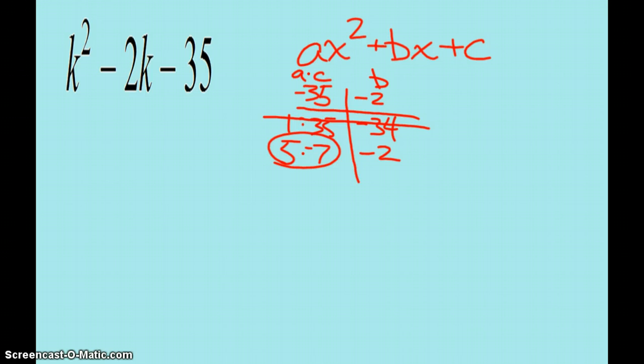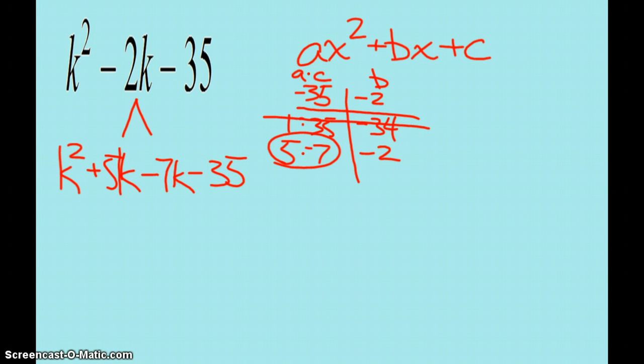So we go ahead and start our method. Once we have them, we're going to rewrite our equation. K squared is going to stay. Now we're going to use our two factors, 5 and negative 7, to create two terms out of that negative 2k. So instead of negative 2k, we're going to split it up as plus 5k minus 7k. And then the minus 35 comes down. And our AC method is well underway.